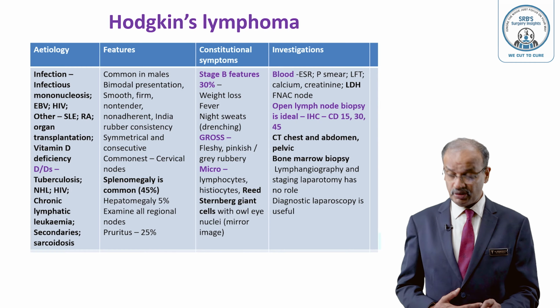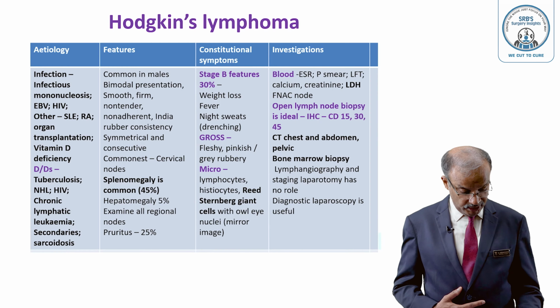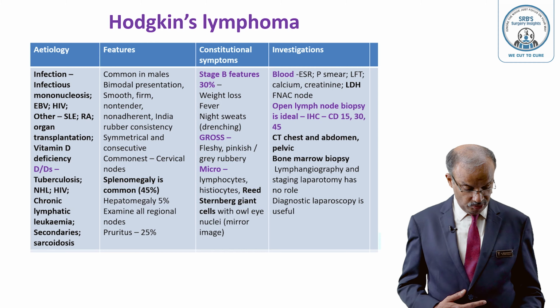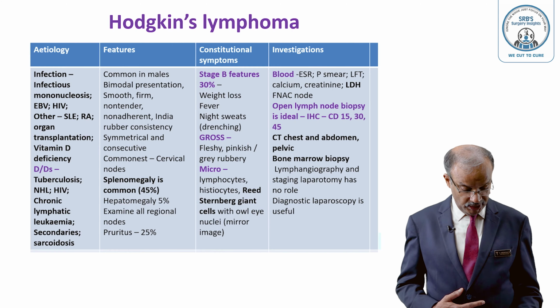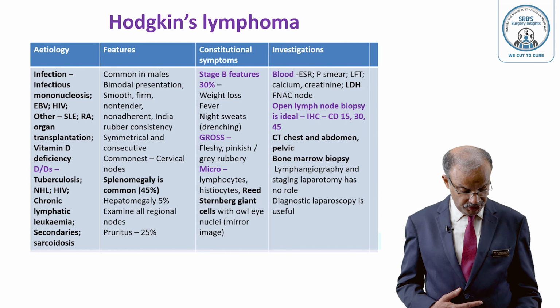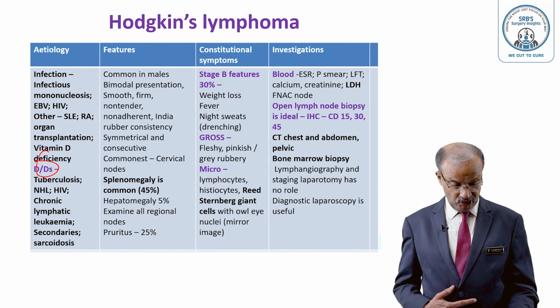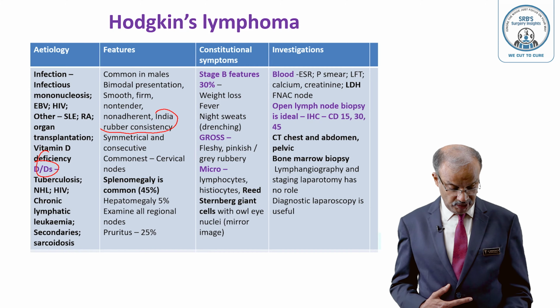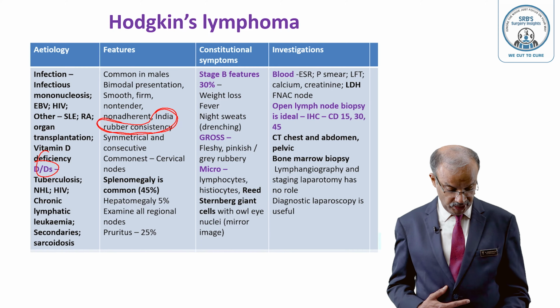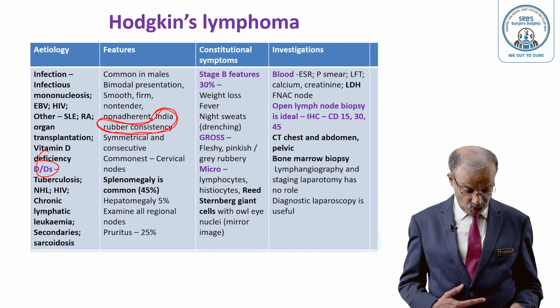These are the features of Hodgkin lymphoma in the table. Like etiology: infectious mononucleosis, Epstein-Barr virus, HIV, SLE, RA, organ transplant, vitamin D deficiency. Differentials: tuberculosis, NHL, HIV, chronic lymphoid leukemia, secondary, sarcoidosis. Remember these are the differential diagnosis. Features: common in males, bimodal, smooth. India rubber consistency is very typical of Hodgkin's lymphoma, remember.